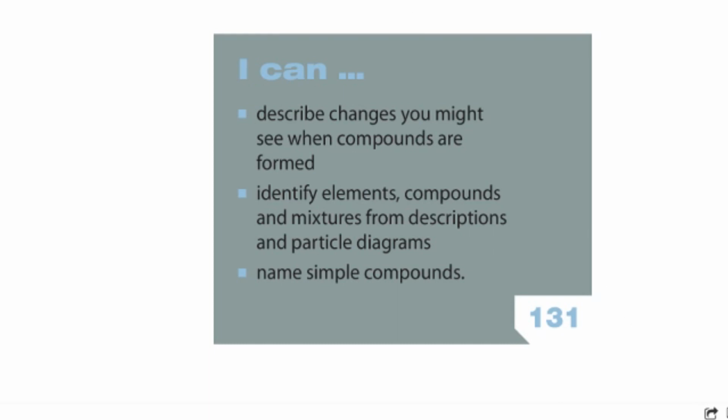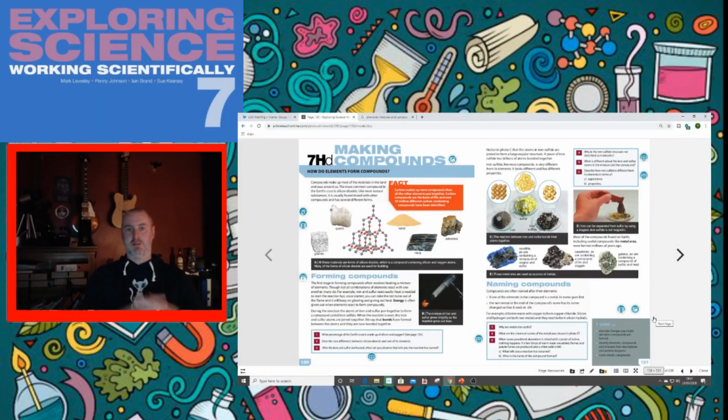Now name some simple compounds. I am going to name some simple compounds. But what I'm going to want you to do is when I've named them, I want you to write them down and I want you to go onto the internet and see if you can find out what elements make up these compounds. And I want you to see if you can tell me not just what elements make up these compounds, but how many atoms of each element are in there.